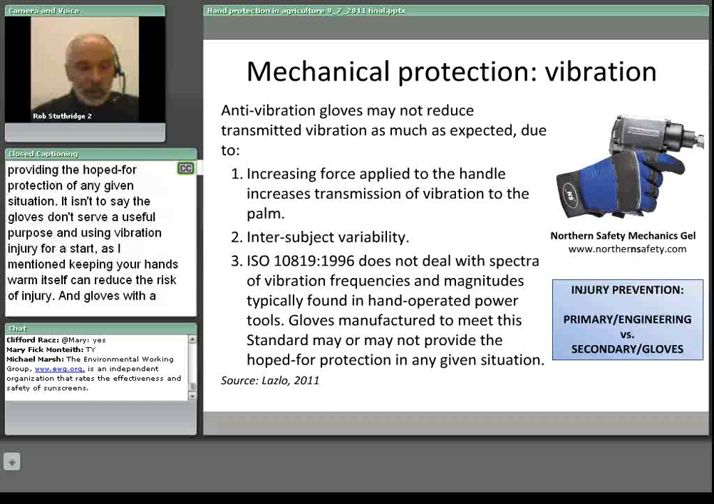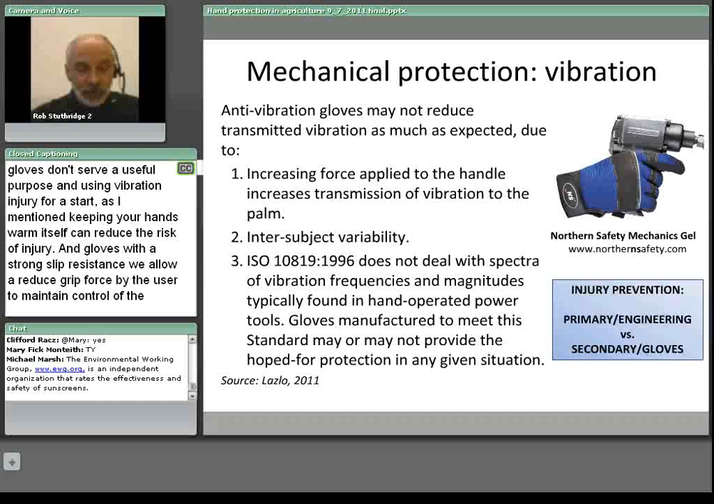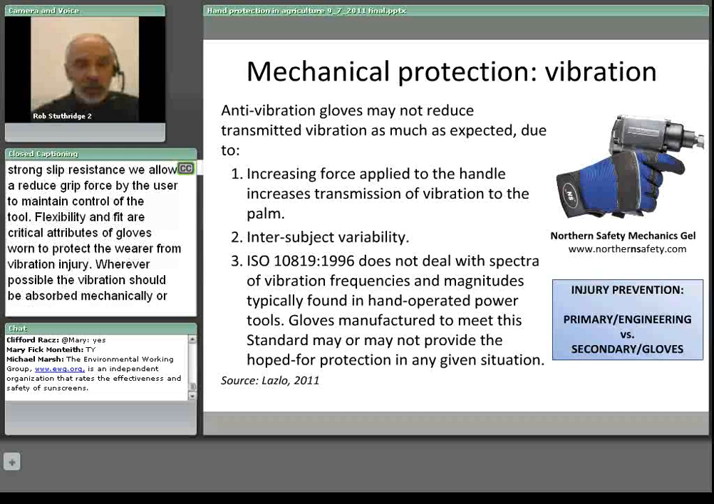Wherever possible, the vibration should be absorbed mechanically rather than by the human user, which requires a primary or preventative engineering approach to risk reduction, rather than a secondary intervention in the form of gloves.